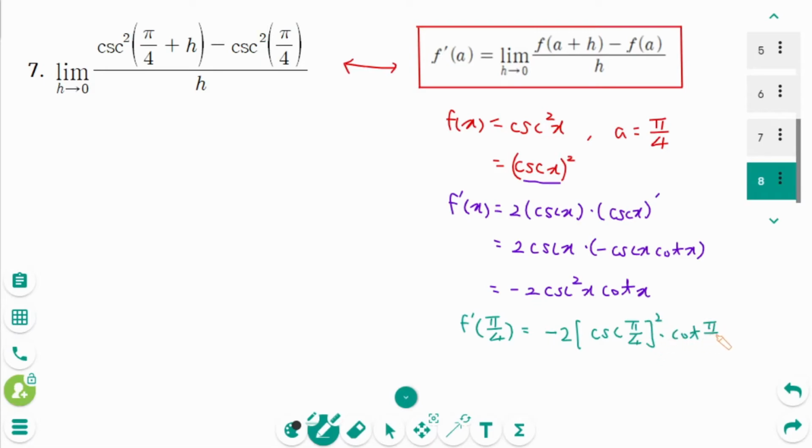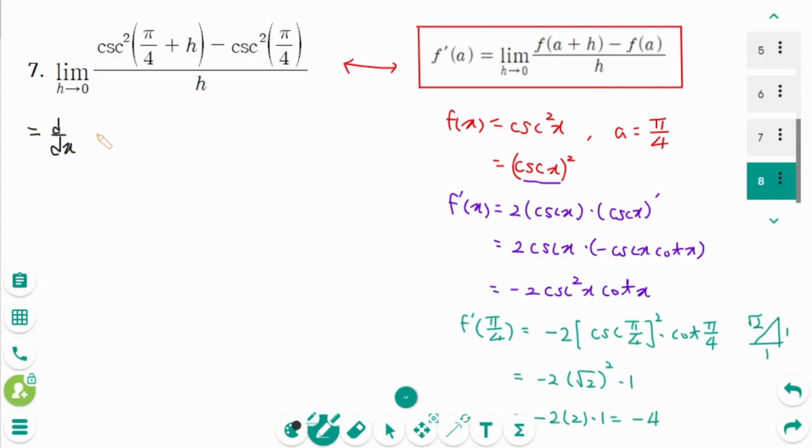cotangent pi over 4. Use the triangle 1, 1, square root of 2. This equals minus 2 times, use the SOHCAHTOA, square root of 2 squared times 1. So minus 2 times 2 times 1, which is minus 4.